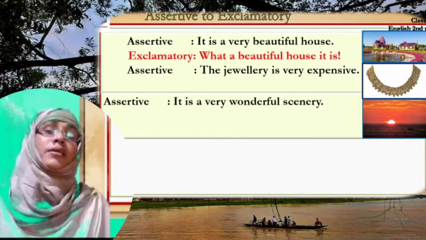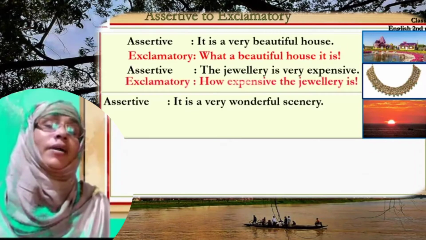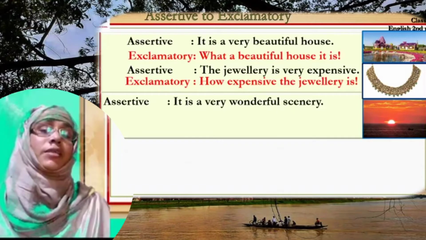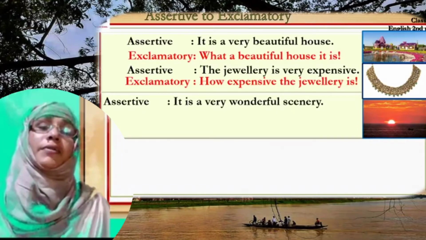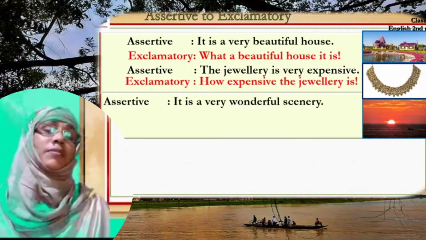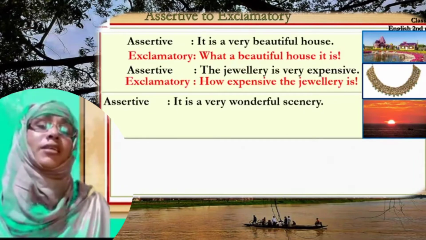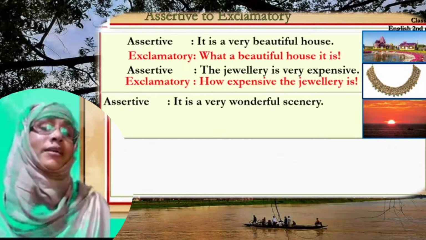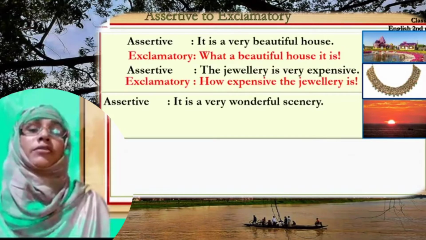The jewelry is very expensive. How expensive the jewelry is. এই জুয়েলারিটি খুবই এক্সপেন্সিভ। আর এখানে কি বলা হচ্ছে, How expensive the jewelry is. এটা এক্সপ্রেস করছে কি, স্ট্রং ফিলিং, স্ট্রং হ্যাপিনেস, স্ট্রং ইমোশন। So these are exclamatory.